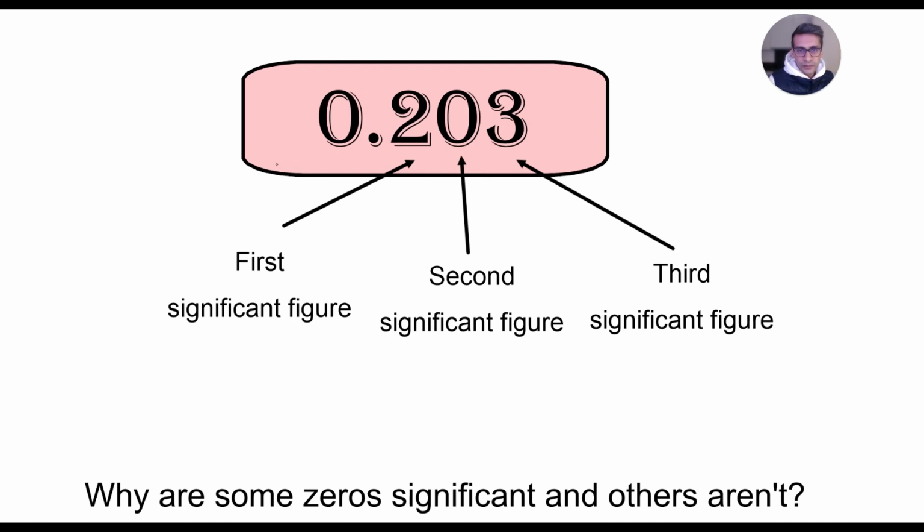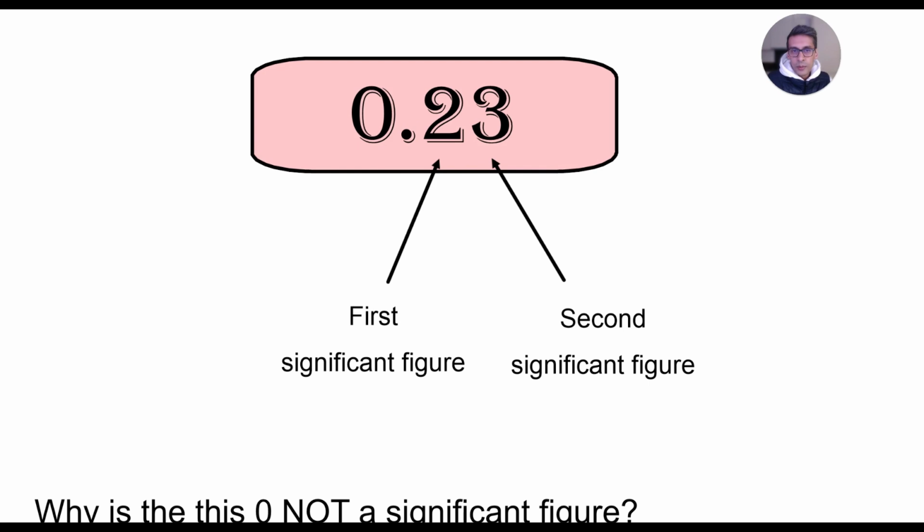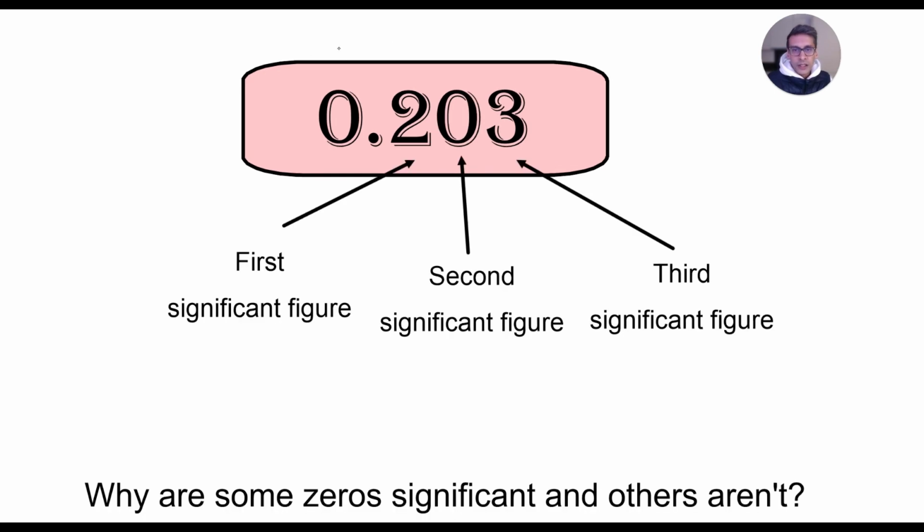Okay, so here again, in this example, you can see this is a leading 0, first significant figure, second significant figure. Leading 0, first significant figure, second significant figure.